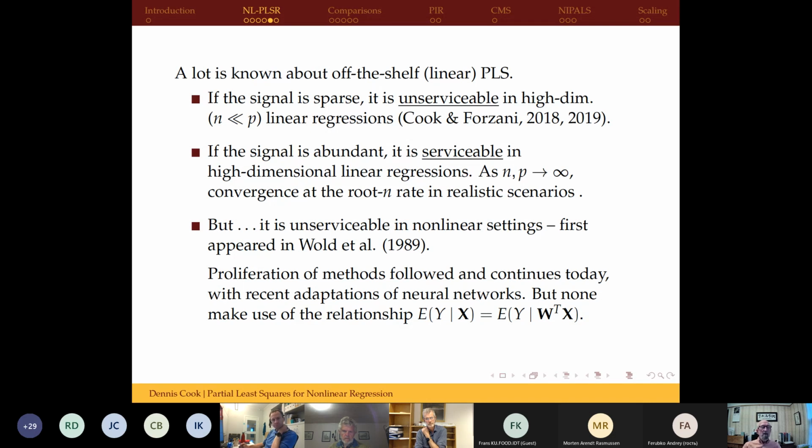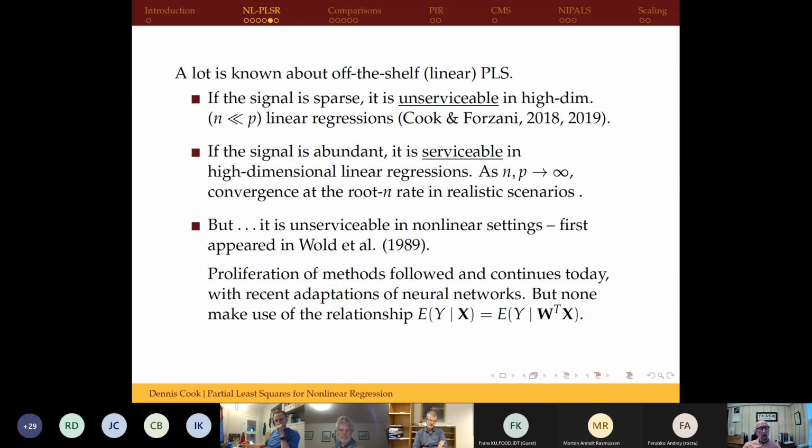On the other hand, if the signal is abundant, if you have a lot of predictors that matter, not just a little handful, if you have 300 or 400 wavelengths and at least a couple of hundred of those matter, you're going to be in really good shape. Partial least squares is going to give you excellent predictions, even if the sample size is small. In fact, the convergence rate for such predictions is at the usual root n rate in the scenarios I've described. And that's the typical standard rate of convergence, for example, for a sample mean. Partial least squares will work really well when the signal is abundant.